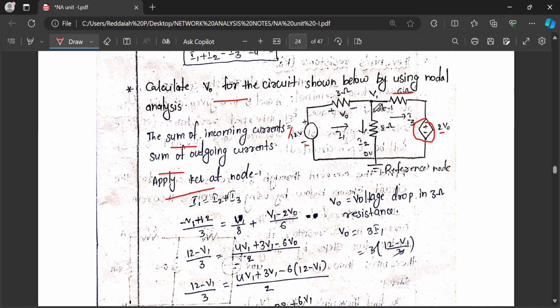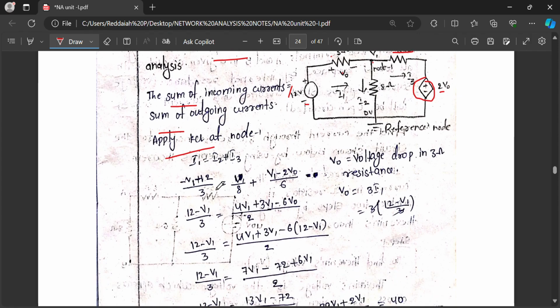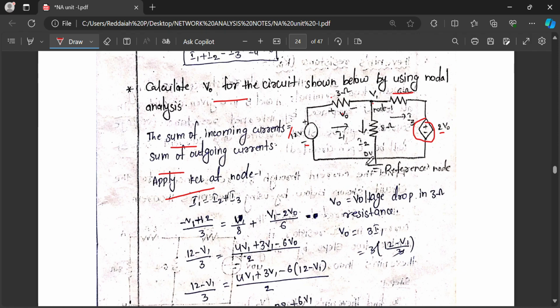Now apply KCL, the sum of incoming currents equals the sum of outgoing currents. Apply KCL at node 1. This is node 1, and only one node is there. I1 is the incoming current, I2 is leaving, I3 is also leaving. So I1 equals I2 plus I3.